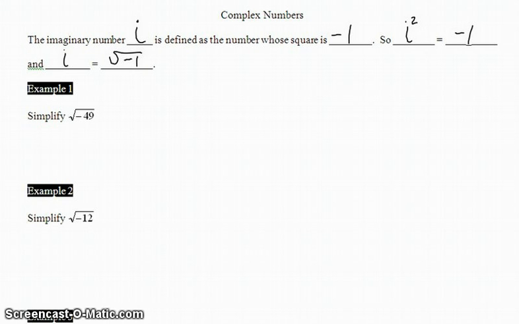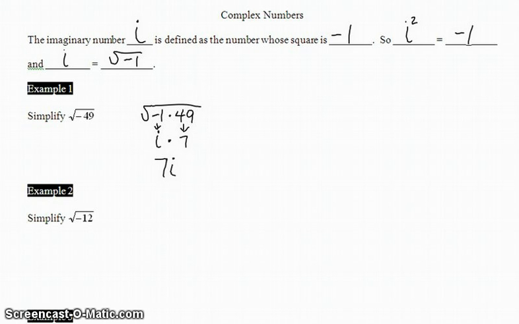So first, let's look at the square root of -49. I need to break that down into its components or its pieces. So -49 is -1 times 49. So I need to find the square root of -1. According to my definition above, the square root of -1 is i, and the square root of 49 is 7. So this would be written 7i.